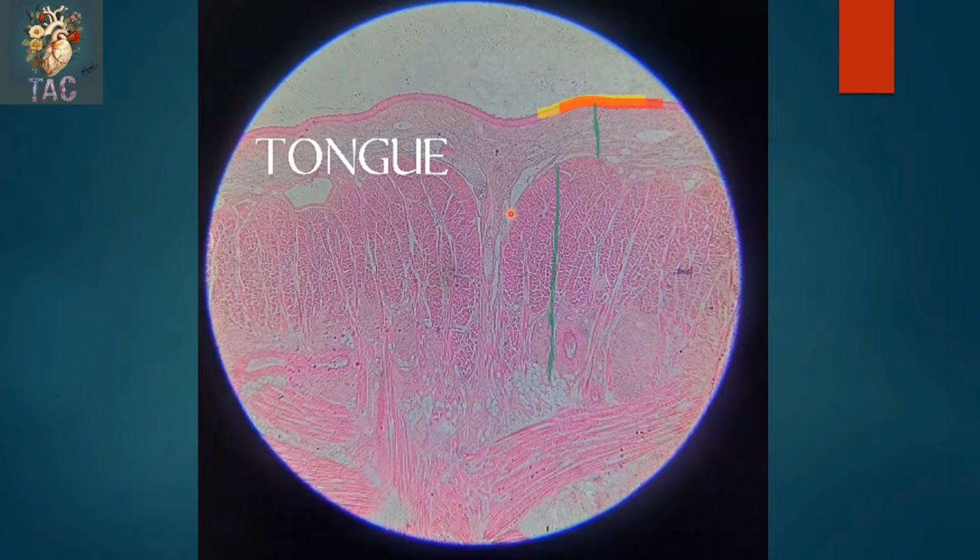So on the undersurface of the tongue there are no papilla, only stratified squamous non-keratinized epithelium is present. Beneath the epithelium there is a small amount of connective tissue. Then the skeletal muscles are present in different directions. So this is again another slide of the tongue.